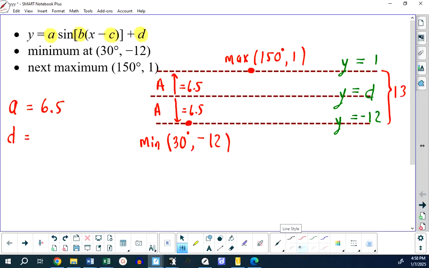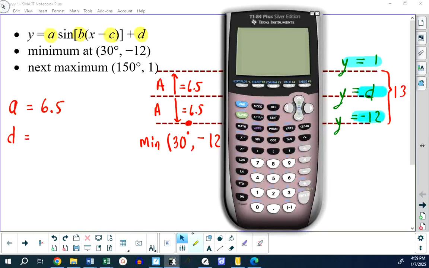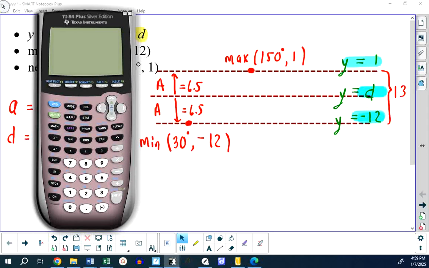If we want to determine the value of D, you can take the minimum value of Y, which is negative 12, and add the 6.5 to take you up to D. Or you could take the maximum value of 1 and subtract the amplitude of 6.5. I can do this in my head, and you can as well, I'm sure, but I'm going to use my calculator.